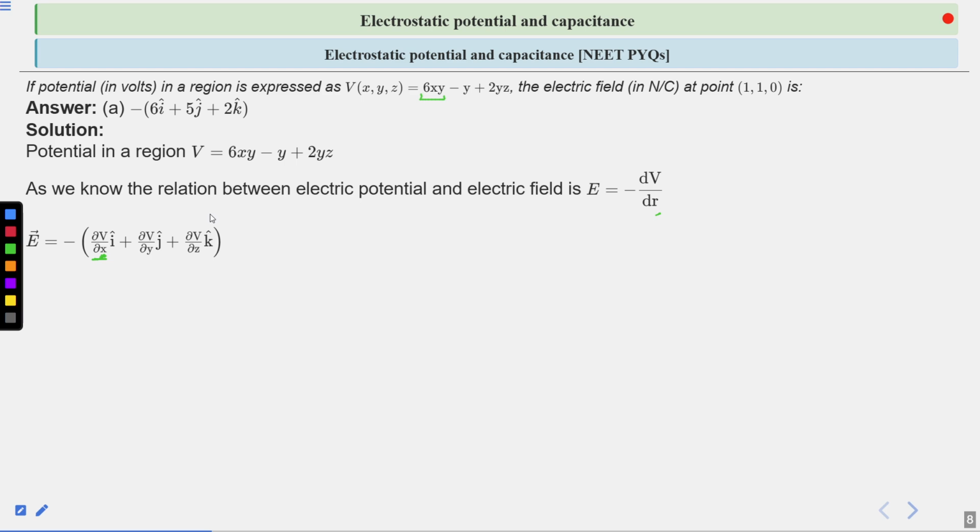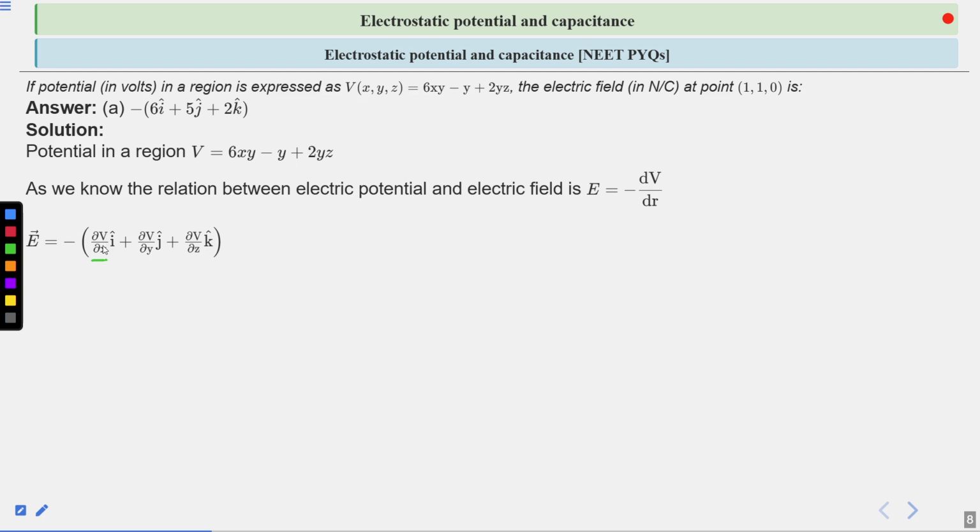So when we are specifying the electric field at a point, this point is in 3 dimensions. So it will have 3 coordinates: x coordinate, y coordinate, z coordinate. Similarly, the electric field will have x, y and z components. Got it? So this is the x component of the electric field: minus del V by del x. This sign del is partial differentiation.